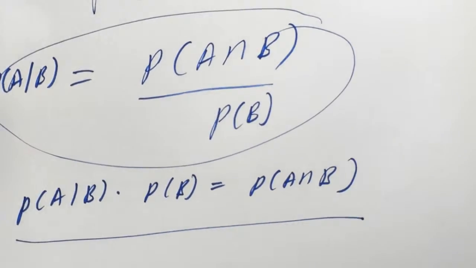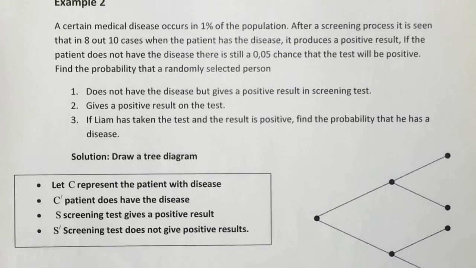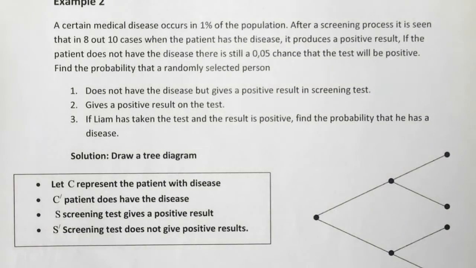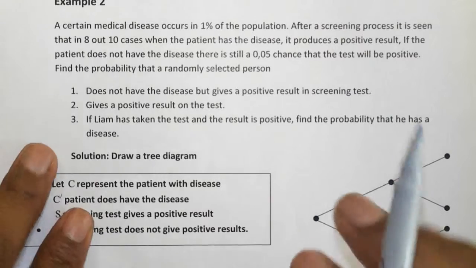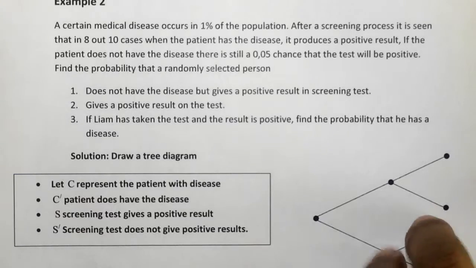Okay, now let's focus on Example 2, guys, that I'll be using. Remember, when you do your probability, I'll really advise you to draw your tree diagram or your Venn diagram, but that's not really necessary, okay, to do that.